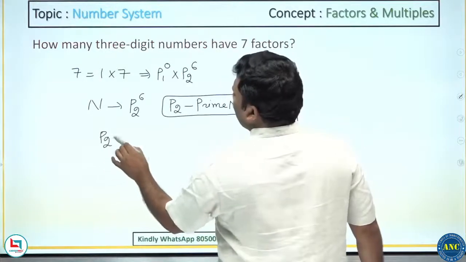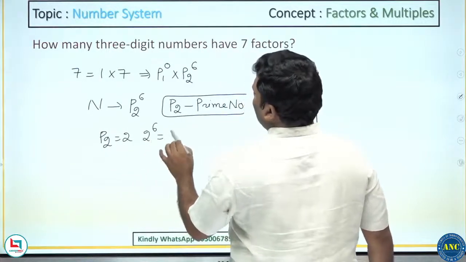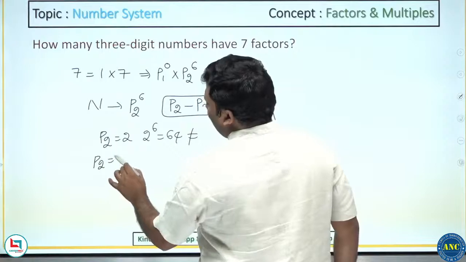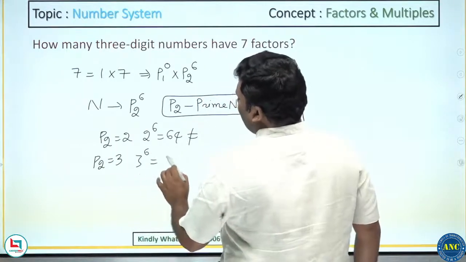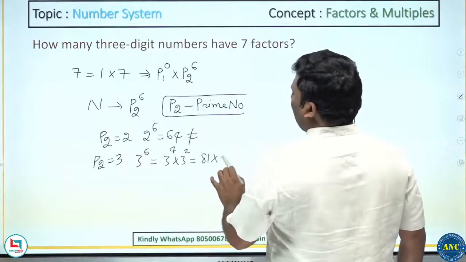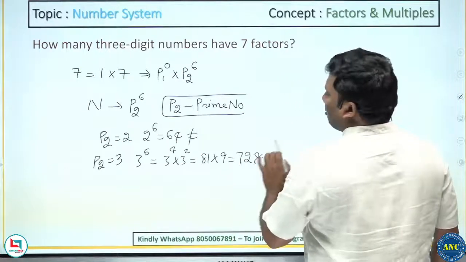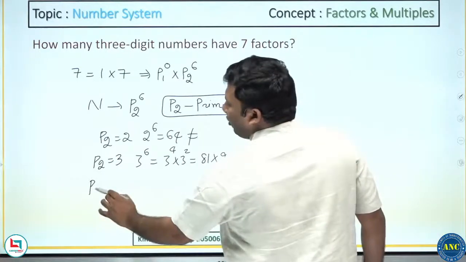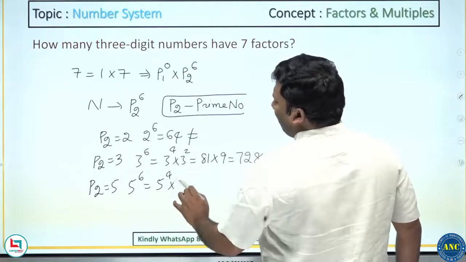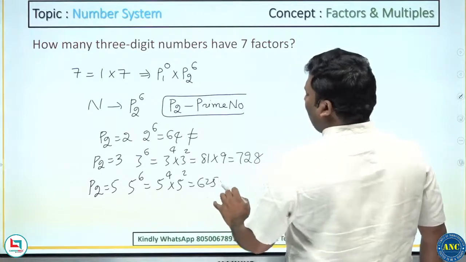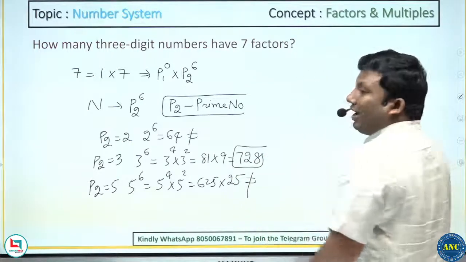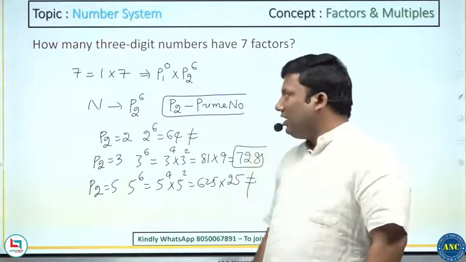If P2 equals 2, 2 power 6 is 64. 64 is a 2-digit number. If P2 equals 3, this will become 3 power 6. 3 power 6 is 3 power 4 into 3 square, 81 into 9, 729. It is a 3-digit number. If P2 is 5, I will get 5 power 6, which is 5 power 4 into 5 square, 625 into 25. It is becoming greater than a 3-digit number. Answer is 728.